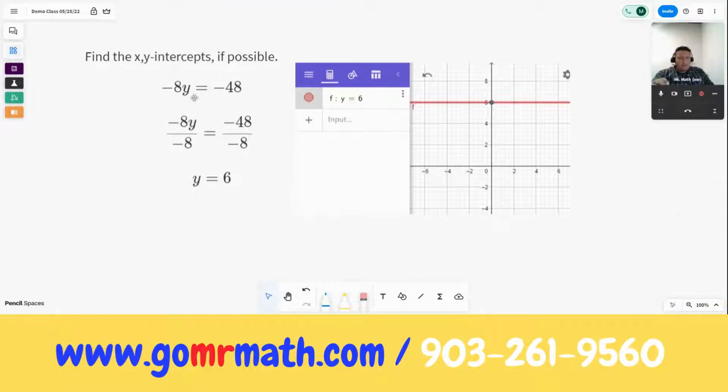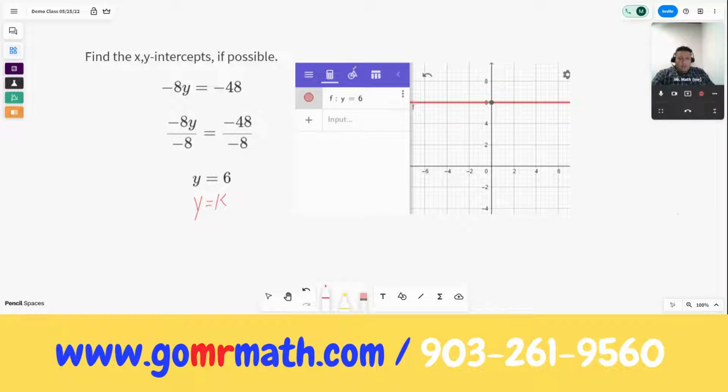So we have the function negative 8y equals to negative 48. We're going to divide by negative 8 on both sides of the equation. We have y equals to 6, and this is the actual form of a constant function. Okay, we have y equals to a constant. We usually call it a k. It's a number. Okay, along all of the x-axis, y is always going to be 6.